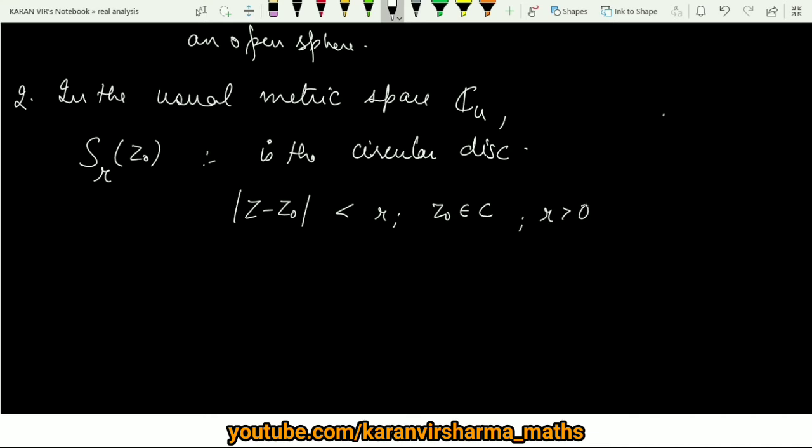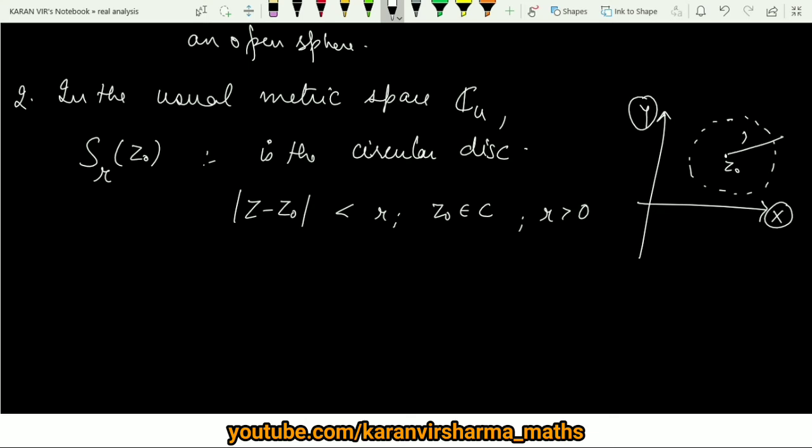Basically here we are talking in an xy plane. If this is the x axis and this is the y axis, then when I'm talking about the x axis, it means the real axis and y is the imaginary axis, correct? So this is any point z0. The open sphere around it will be the collection of all those z whose distance from z0 is less than r. So this is my r, correct? So this is an open sphere in the case of a complex plane.